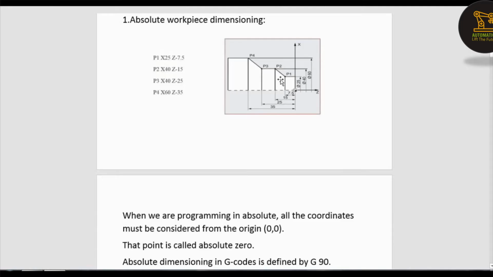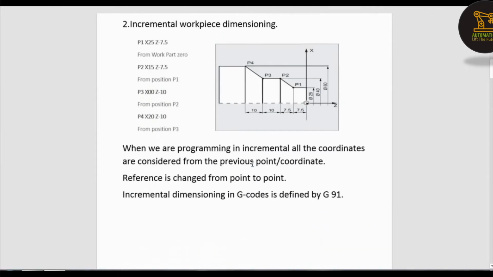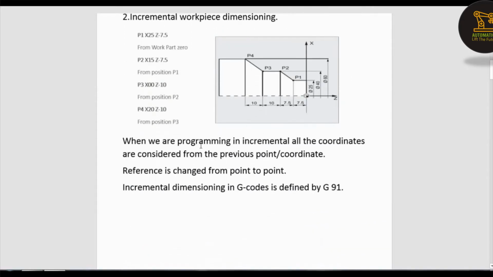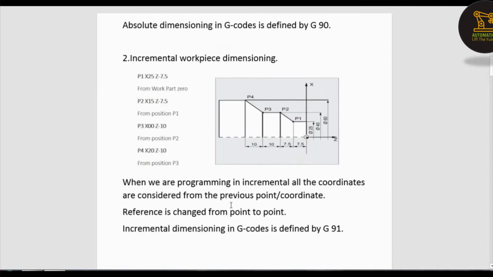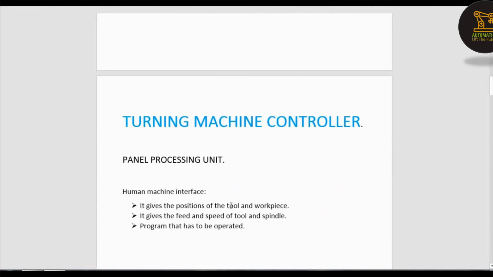And next, now let us discuss about incremental workpiece dimensioning. When we are programming in incremental, all the coordinates must be considered from the previous point or coordinate. Reference is changed from point to point. Incremental dimensioning in G codes is defined by G91. For the point P1, the reference will be origin. For the point P2, the reference will be P1. For the point P3, the reference will be P2. Likewise, for the point P4, the reference will be P3.